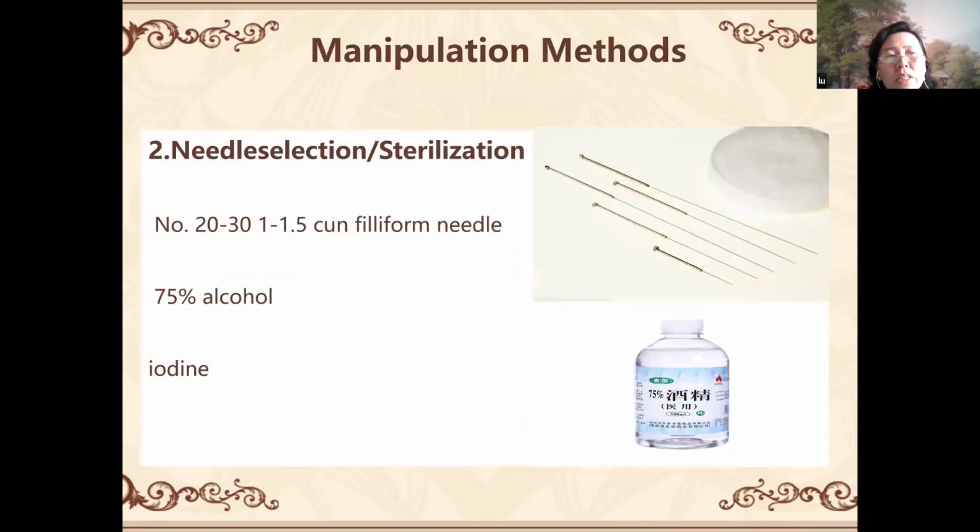And the selection of needle. Before, we used the number 28 to 30 and 1 to 1.2 filiform needle. Nowadays, depending on the problem, we still use the number 20. And for sterilization, we can use a 75% alcohol cotton ball to sterilize the area of the scalp we want to puncture, or we can use iodine. It depends on your habit.